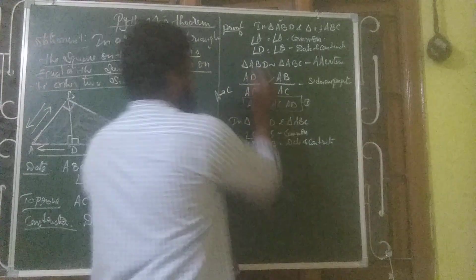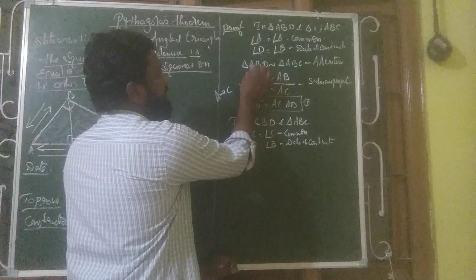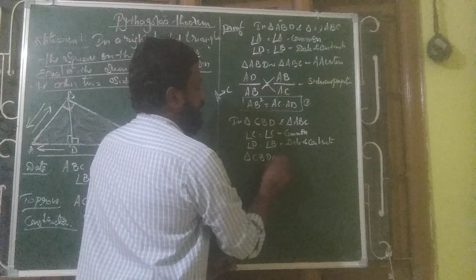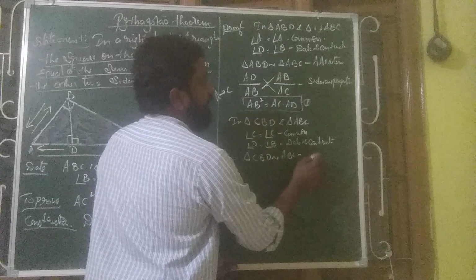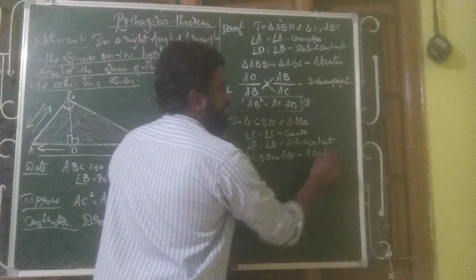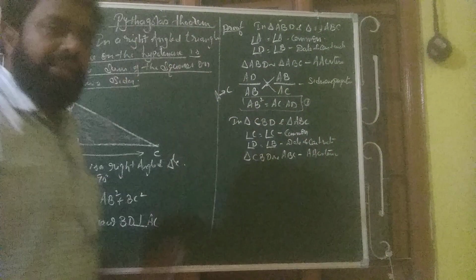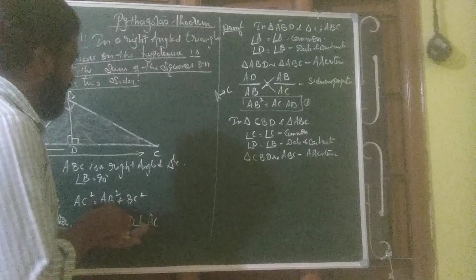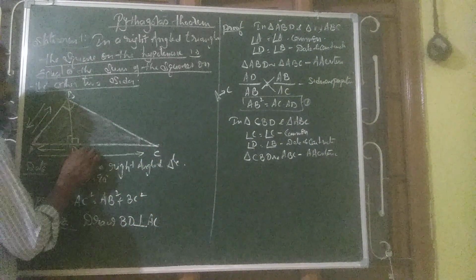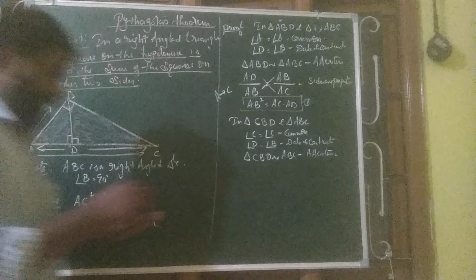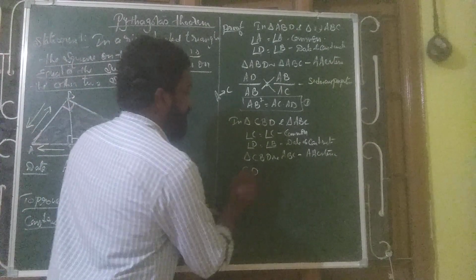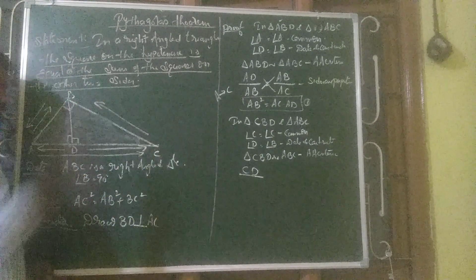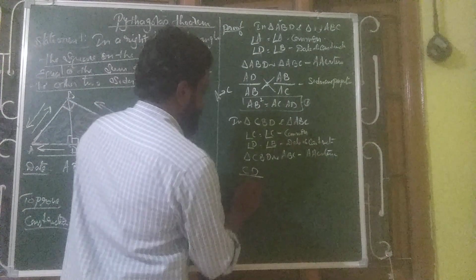Then triangle, instead of A what should I write? C. CBD is similar to ABC. The reason is AA criteria. Now we should write the corresponding sides. Let us see how we will write. See here, now we go this side. What is that? DC or CD by BC.